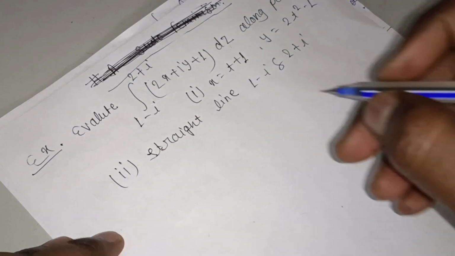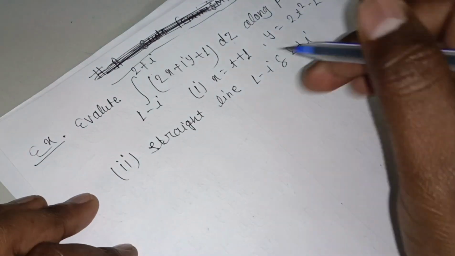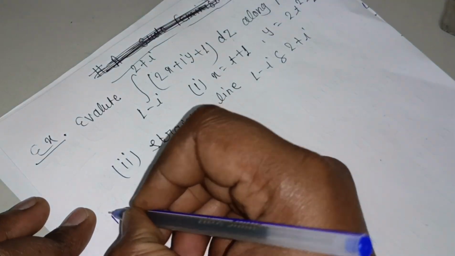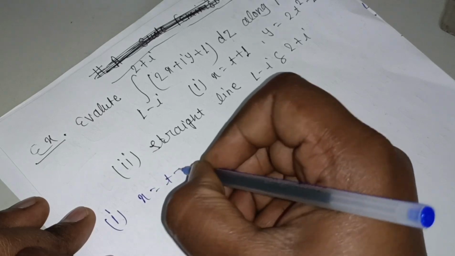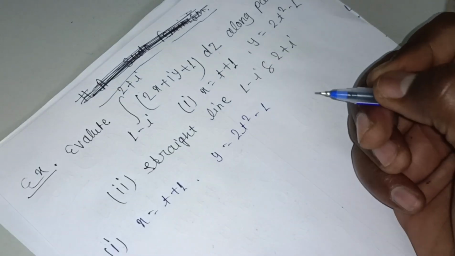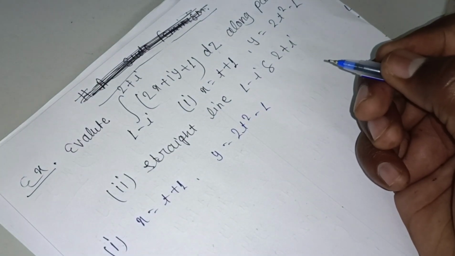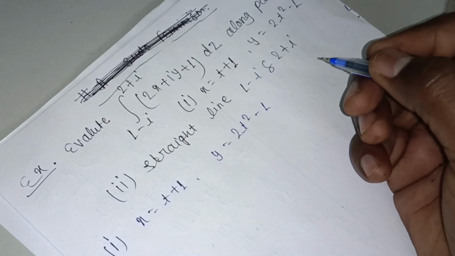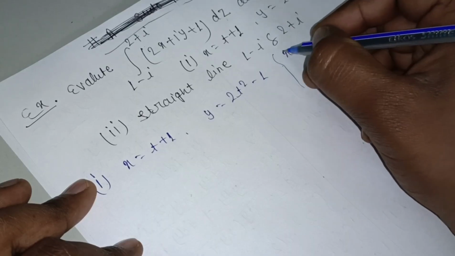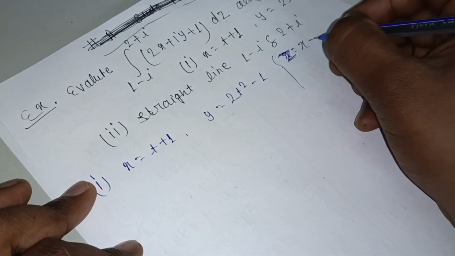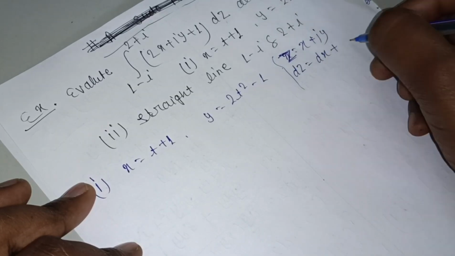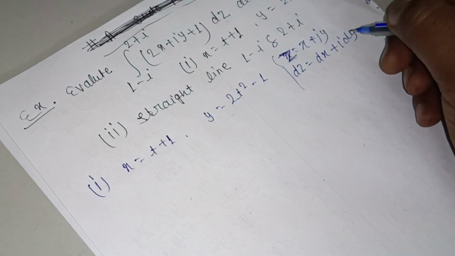Let's decode what the equation is actually saying. So remember, do not need to think so many things, just simple. First part we are solving, that we have given x equal to t plus 1 and y is equal to 2t square minus 1, isn't it? So remember that solving here, z is equal to x plus iota y. Now dz is equal to dx plus iota dy. Okay.